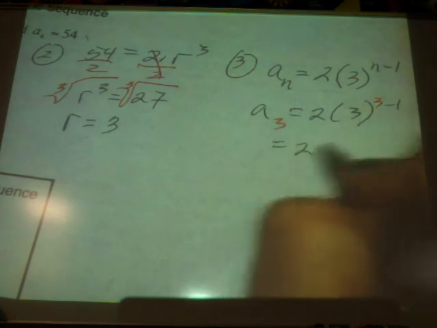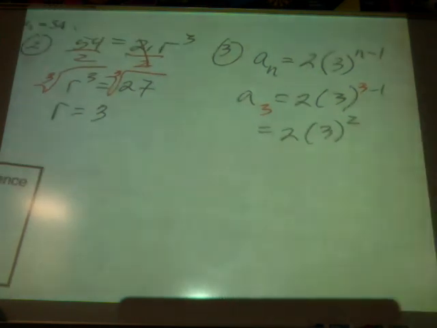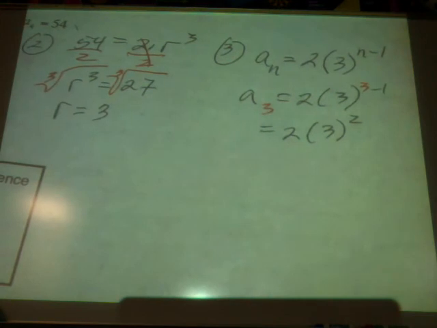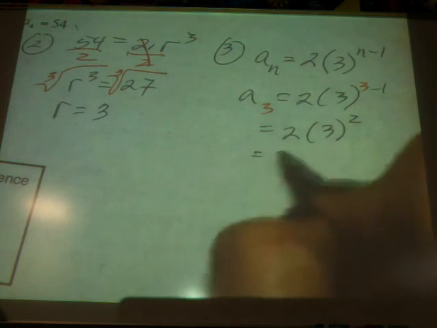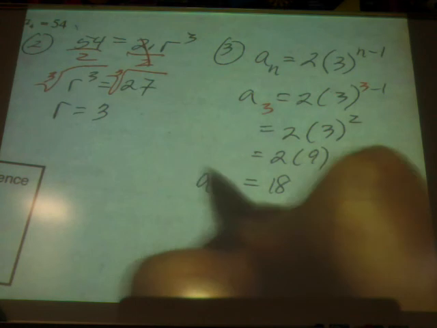So we get 2 times 3 squared. So is this 36 or is it 18? Yeah, because you're going to square the 3 first, right? And so it equals 18. So a sub 3 is 18.